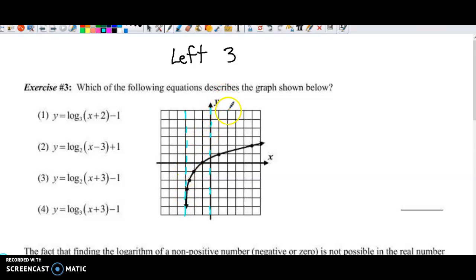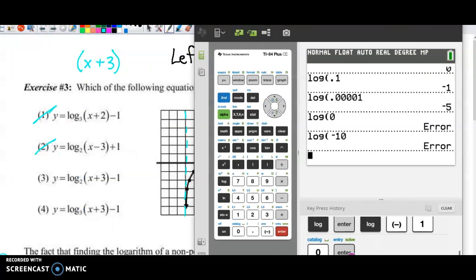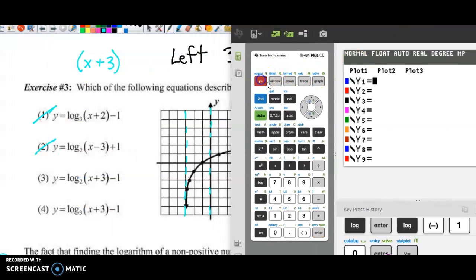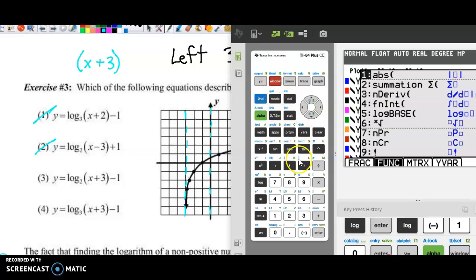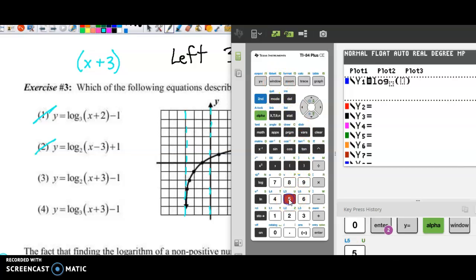And if you think back to what we did a long time ago, when we wanted to shift something to the left 3, we would add 3 inside. So before going to the calculator, you might as well cross off the few that don't really make any sense. But at the same time, that's what I'm going to do. I'm going to go to a calculator and type into y equals. Remember my shortcut, alpha window, and then the 5th option is log base. I'm just going to try the next one.